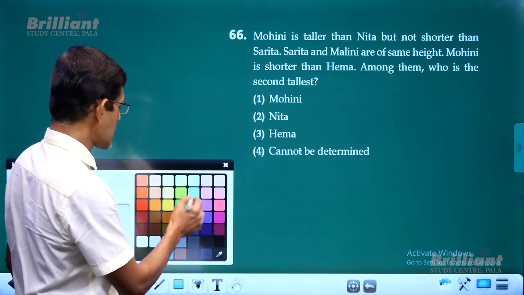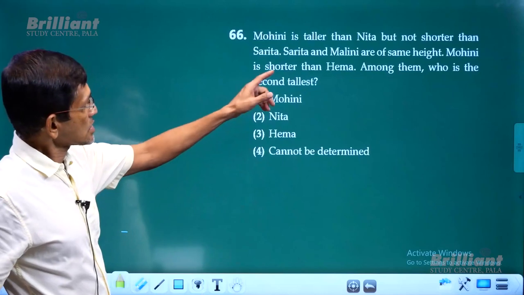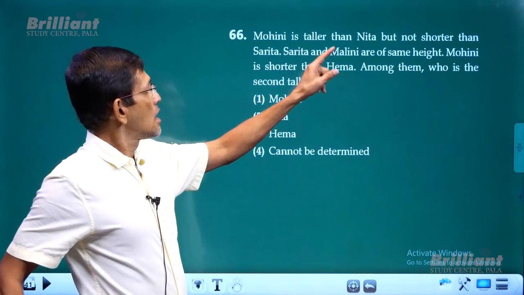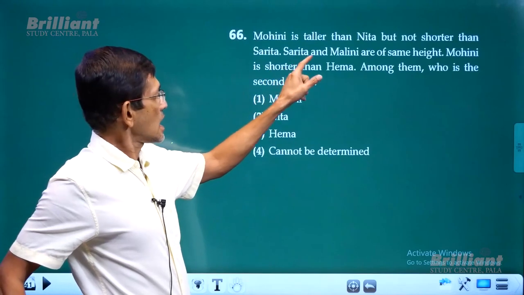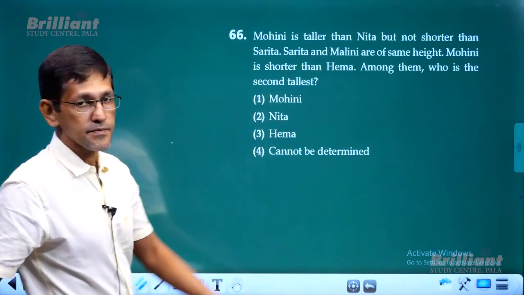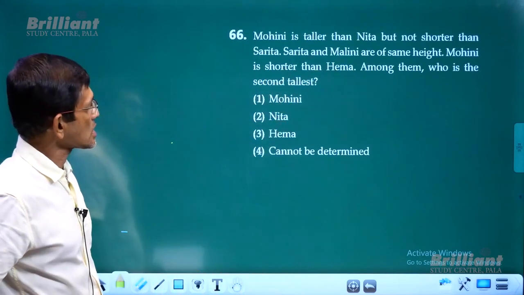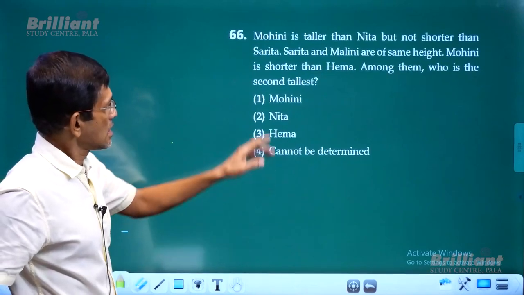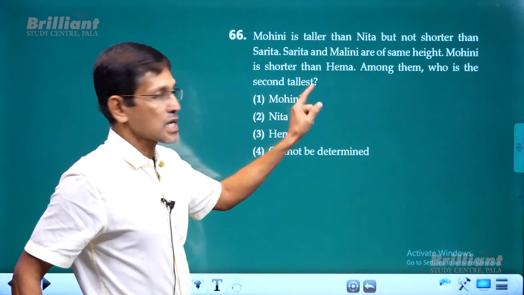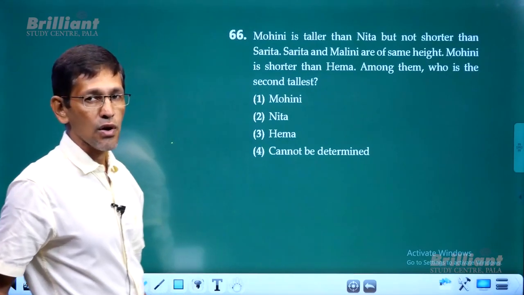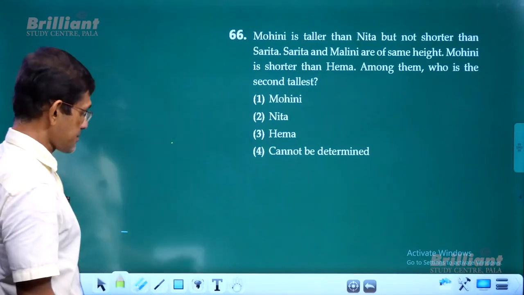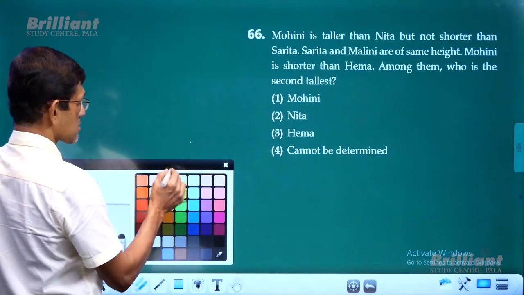We are looking at Mohini. Mohini is taller than Nita, but not shorter than Sarita. And Sarita and Malini are of same height. Mohini is shorter than Hema. Then among them, who is the second tallest? So we need to find out who is the second tallest. That's the question.